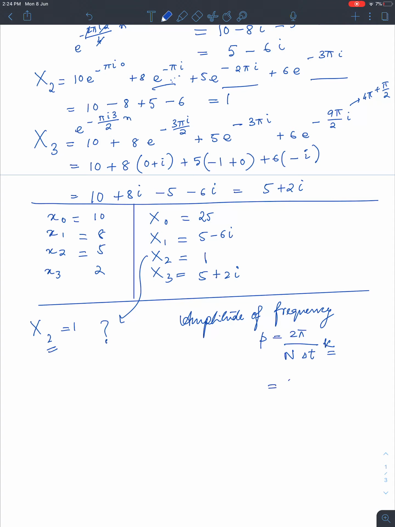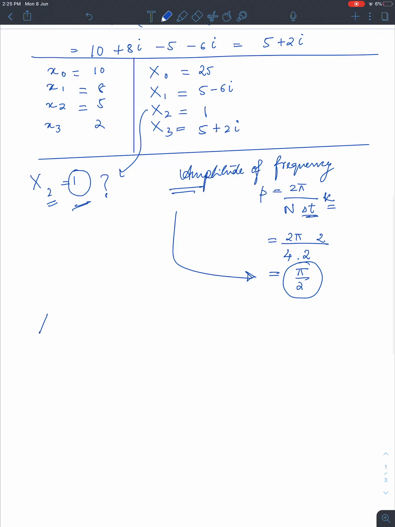So what is k here? It is 2. So 2 pi, what was n? It was 4. Delta t in this case is 2 as we have taken. So here the delta t is important. How many time differences we have? Into k. So k here is the second one, so it is 2. So that is pi by 2. So the frequency pi by 2, the amplitude is 1. So when the frequency is pi by 2, the amplitude is 1.